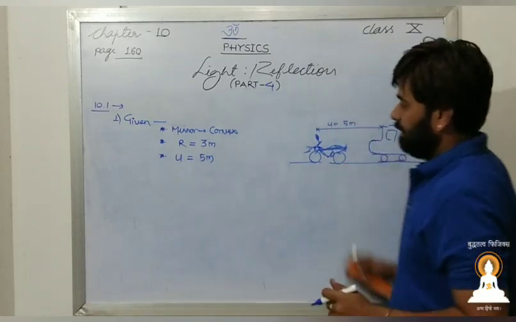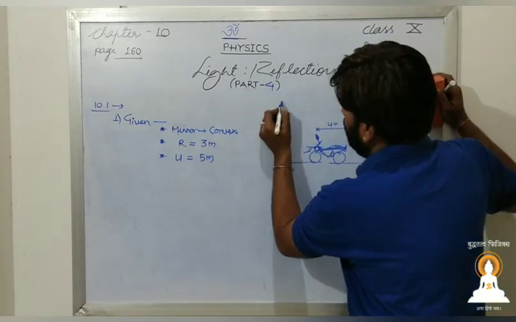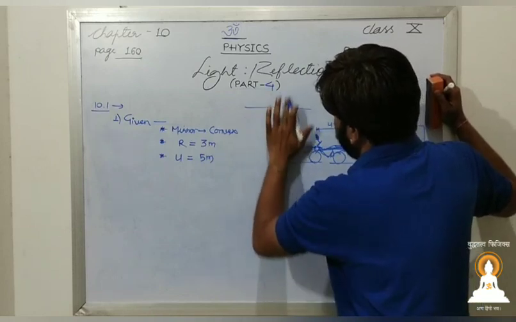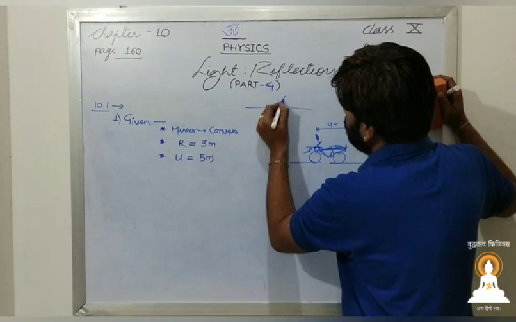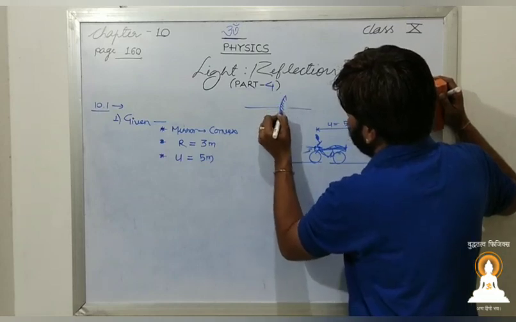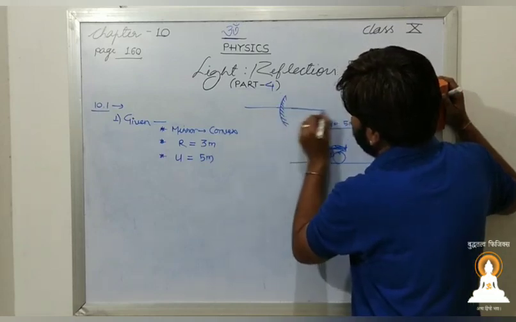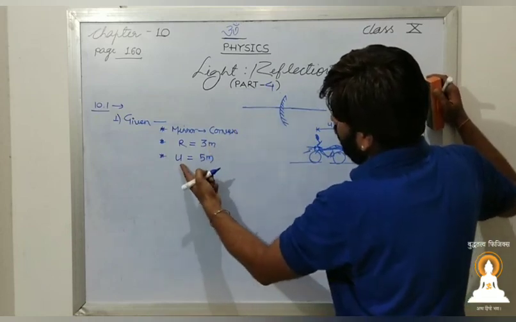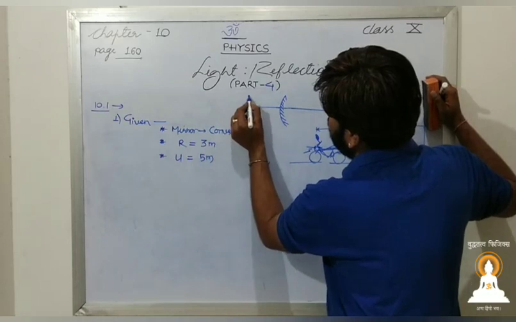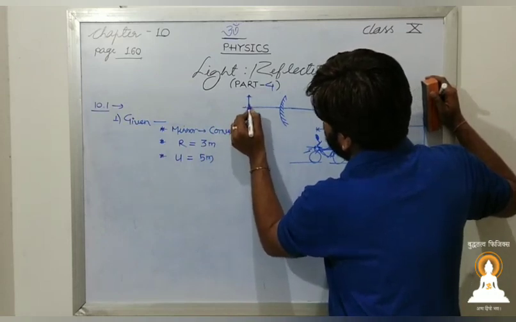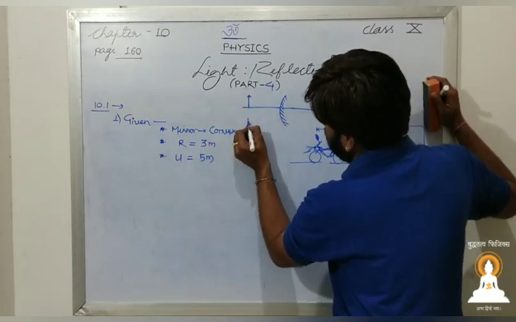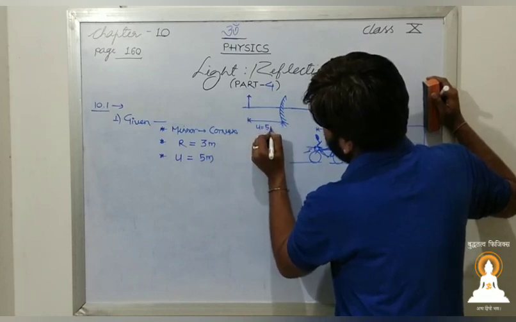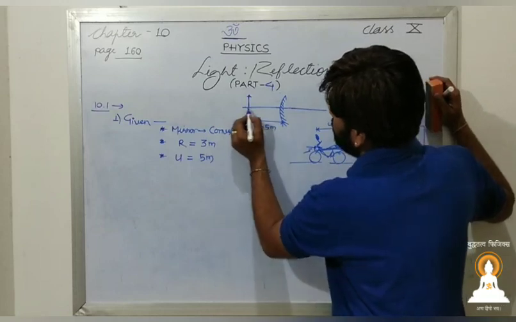So the one thing, just draw a rough diagram so that you can better understand. As this is a convex mirror, we will draw it like this. This is a convex mirror, rough idea. Now as we know, we have already seen that u will always be on the left side. So this is our track. This distance is u, and that is 5 meter. Simple.